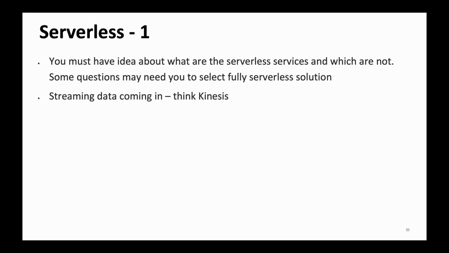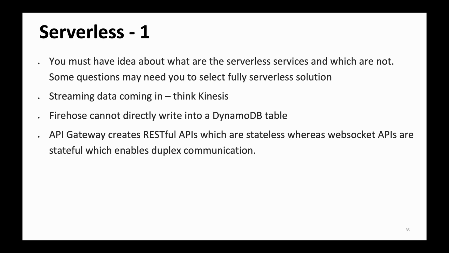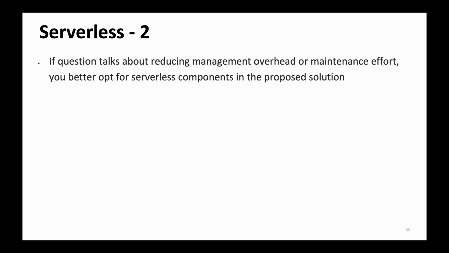Then if any streaming data is coming in, most of the times you will have to use Kinesis. And Kinesis Firehose, it cannot directly write into a DynamoDB table. It usually writes into S3, Redshift or Splunk, some third-party applications. If the answer choice says Firehose will directly write to DynamoDB table, that will be wrong. And API gateway can create different types of APIs. Some of the APIs are stateless, some of them are stateful. Try to understand which is stateless, which is stateful. If a question talks about reducing management overhead or maintenance effort, you better opt for a serverless solution or look for serverless components in the choices and then select the answer accordingly.